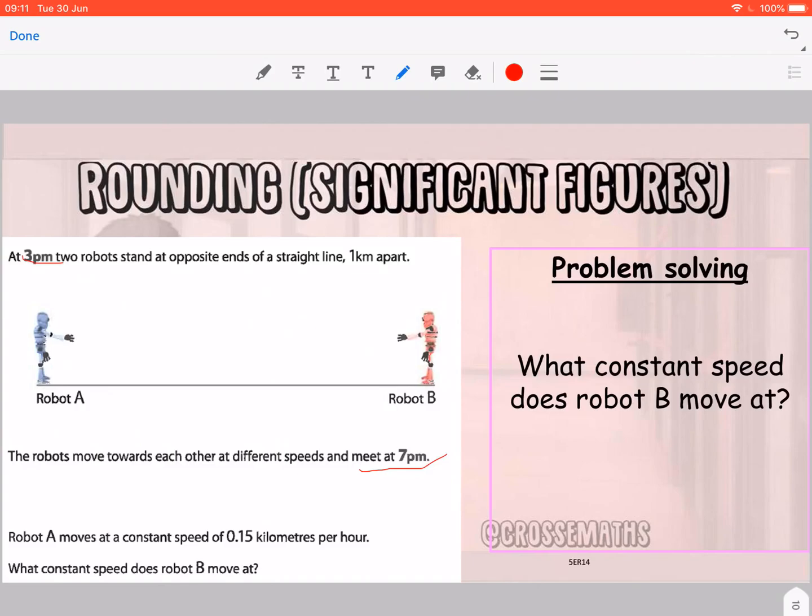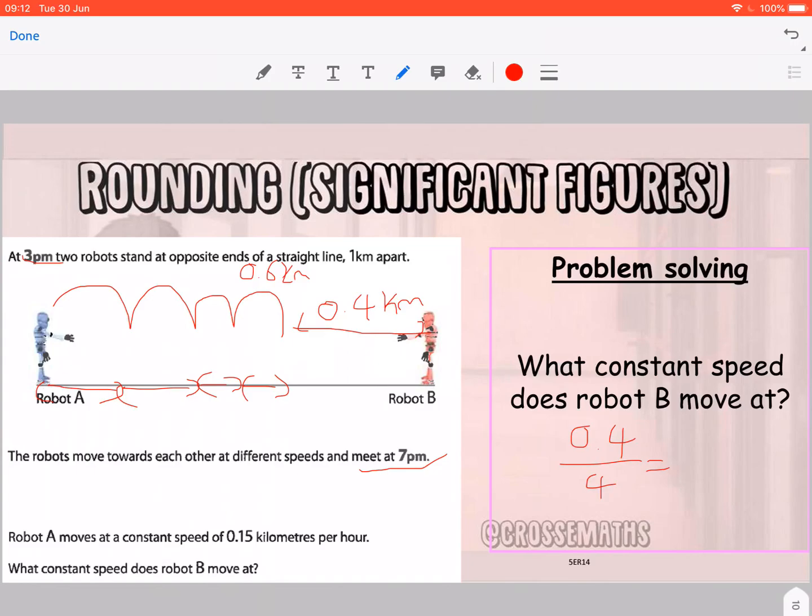Now, robot A moves at a constant speed of 0.15 kilometers per hour. So he's going 1, 2, 3, 4 hours in. All of those bits are 0.15 kilometers. So altogether, he's travelled 0.6 kilometers. Okay, robot A's travelled 0.6. That means if they're 1 kilometer apart, that leaves robot B 0.4 kilometers to travel, because they meet in 4 hours. He has 0.4 kilometers to travel in 4 hours. So in order to work out his speed, you'd have to do the distance, which is 0.4, divided by the time.